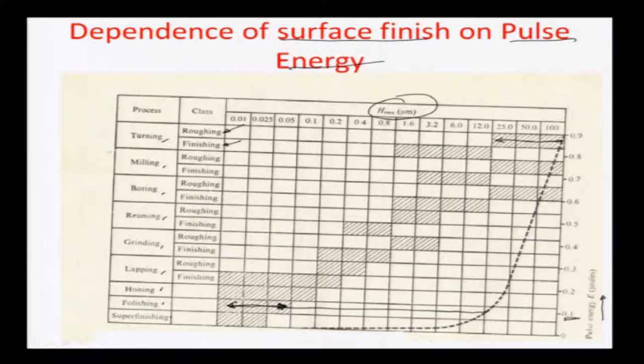in turning you can get a rough range of roughness varying from 25 to 100 microns, corresponding to a really high pulse energy of 0.9 joules. If the pulse energy is slightly reduced, you have a finish electro discharge turning operation, where the roughness varies from 1.6 to 12 microns, the root mean square roughness. So that's how you can read this particular figure. This is an ensemble of the different electro discharge processes with respect to the roughing and finishing roughnesses and pulse energy.